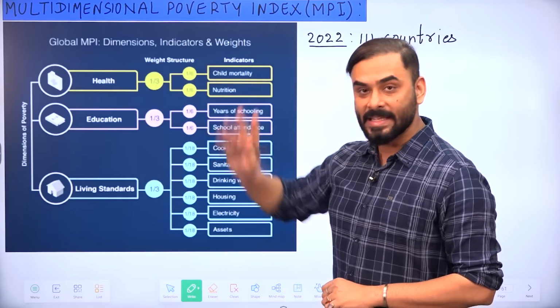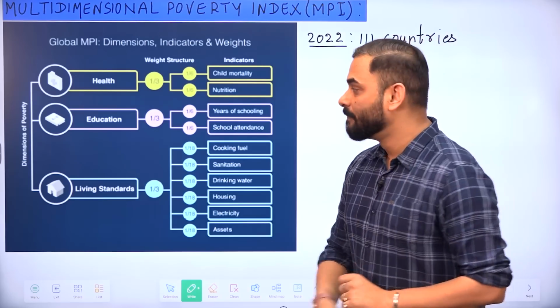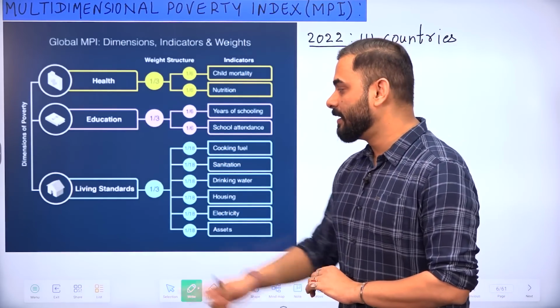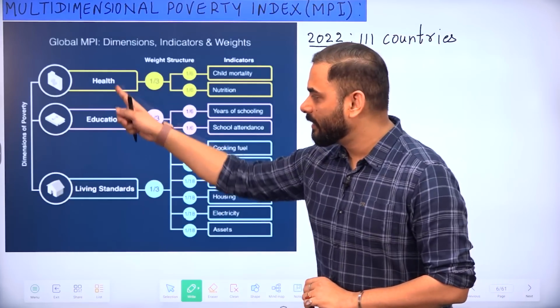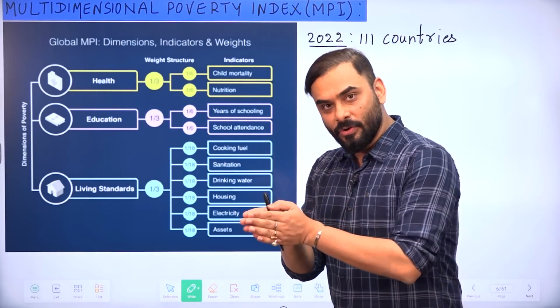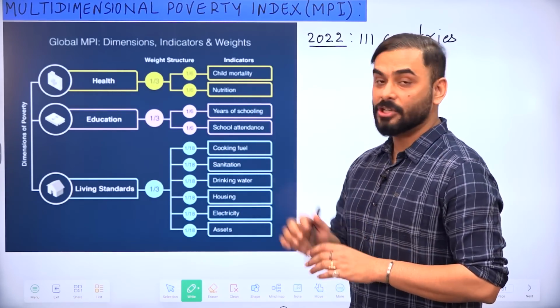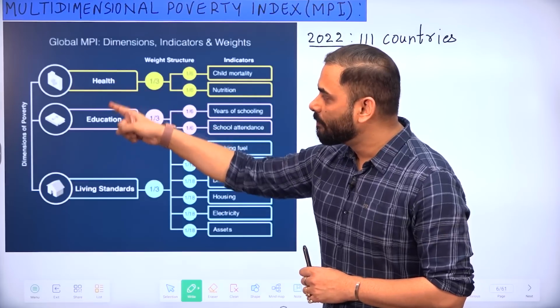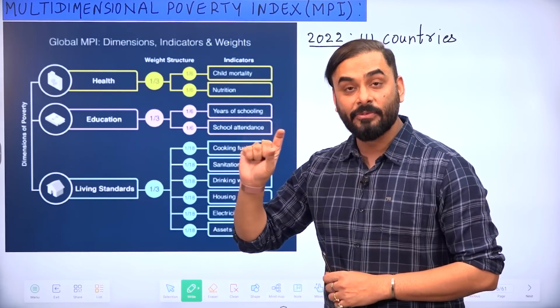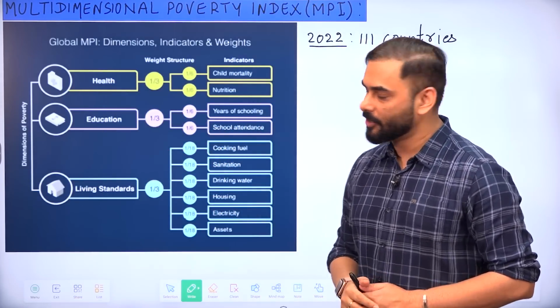The first is called health. So if you are denied opportunities related to health, then you are poor. Second is education, and third is living standard. These three are the important dimensions of measuring poverty. So if you are denied opportunities related to these three, then you are poor. In the Multidimensional Poverty Index, we give equal importance to these three. So what is the weight given to these three? 1/3, 1/3, 1/3, equal importance.